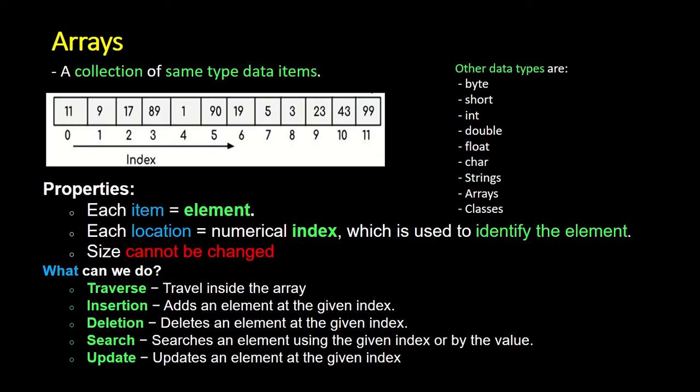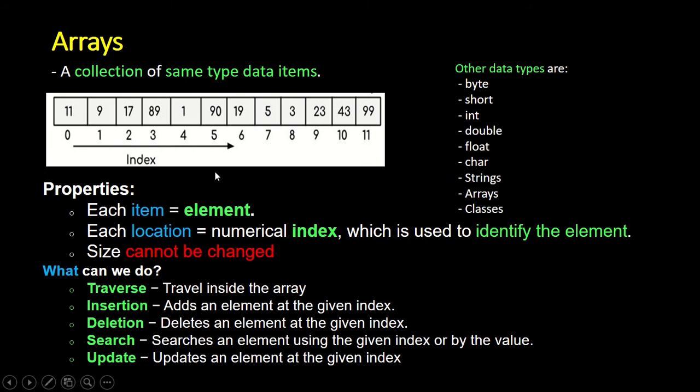So we have arrays, which is a collection of same data type items. By saying same data type items, all the items and elements must have the same data type. Other data types are byte, short, integer or int, double, float, char, strings, array, and classes. So let's say you have a car here in one of your elements, so everything in your array must also be a car. Or let's say you have an integer, so everything here must all be an integer.